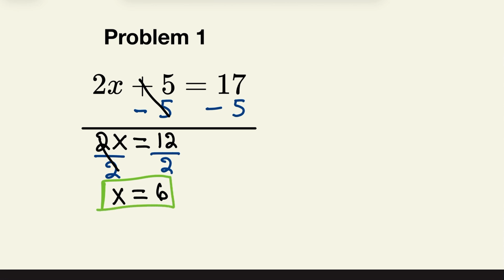One other thing I would like to point out is that we subtracted 5 from both sides to keep the equation balanced, and we've also divided by 2 on both sides to keep the equation balanced. Students sometimes divide by 2 first, but we undo operations in reverse order using order of operations backwards. So let's go ahead and move on to problem number 2.